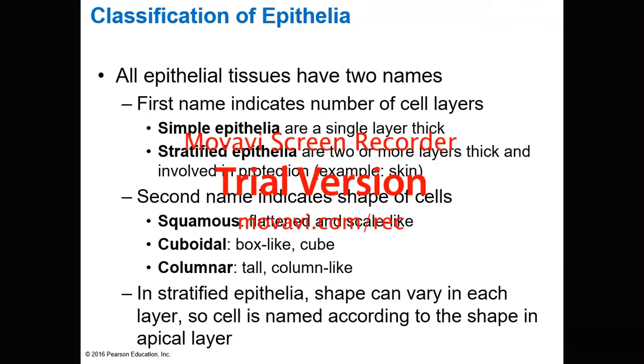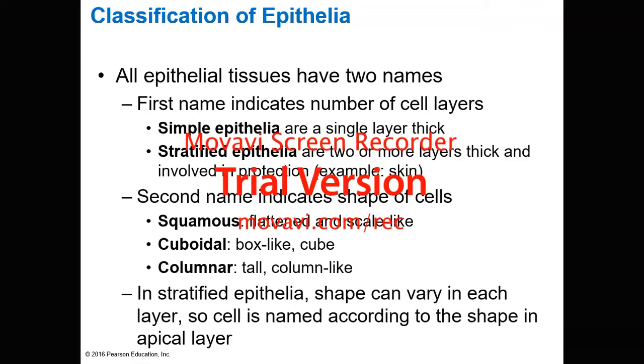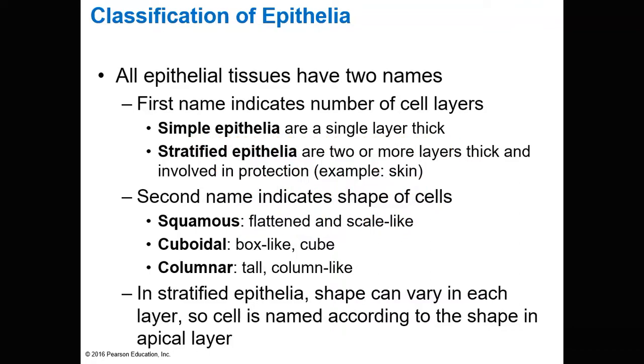And then the second name is going to indicate the shape of the cells. Squamous is flattened. Cuboidal is going to be boxed like a cube. And then you have columnar, which is going to be column-like.